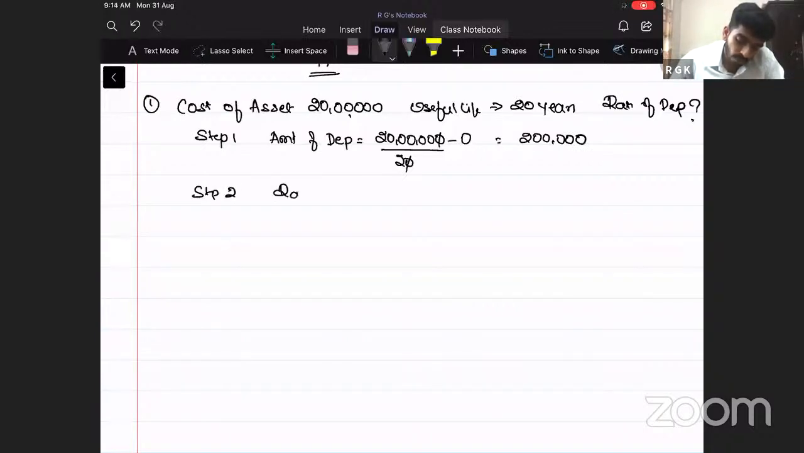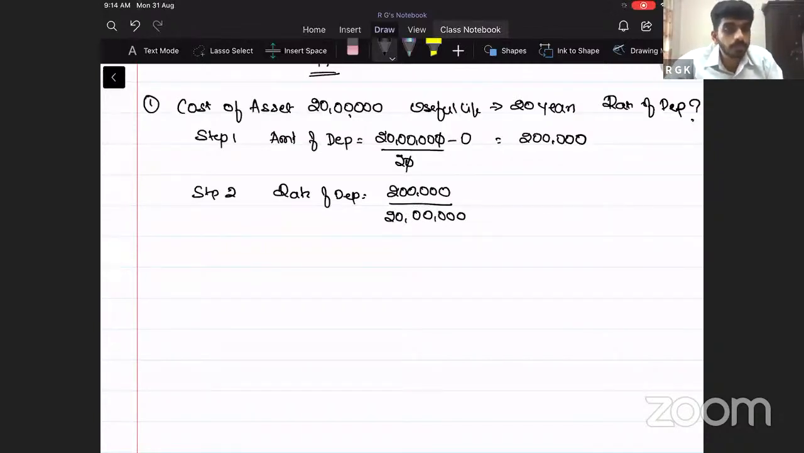Now step 2. Rate of depreciation is equal to amount of depreciation divided by total cost of asset. So how much? Sorry, this is not 2 lakhs, this should be 1 lakh. 1 lakh divided by 20 lakh. It amounts to 5%. So 5% is the rate of depreciation. Now you know how we compute.